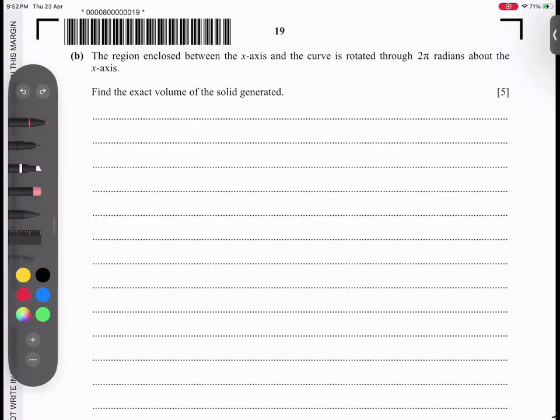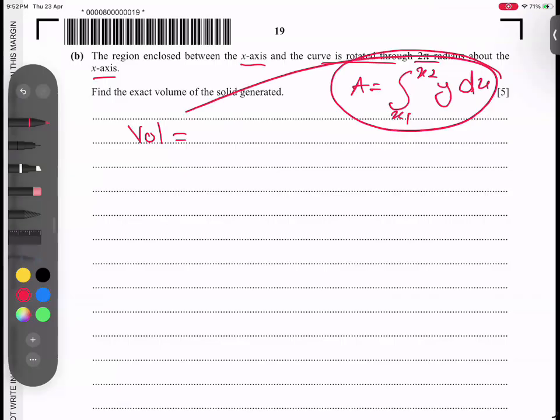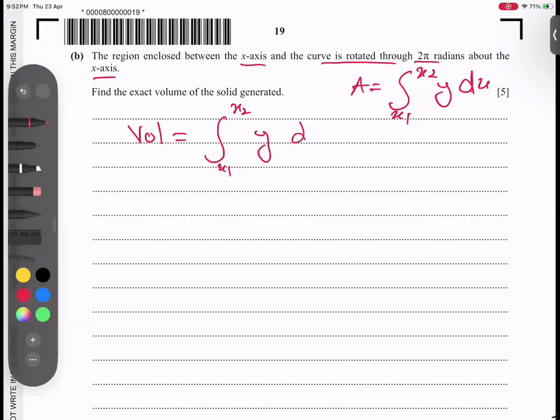If the region enclosed between the x-axis and the curve is rotated 2 pi around the x-axis, what is the formula of the volume, students? The basic formula of area, if you check about the x-axis, is x1 below, x2 up, and y dx. So the same formula for the volume, only two changes are there. x1, x2, y dx. The changes, I'm writing in blue color: pi and the square of y. So there's a change only.